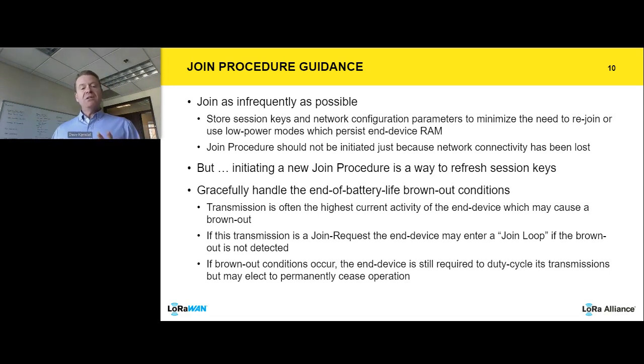The other thing to keep an eye out for is how the device handles its end of battery life condition. As that battery wears down, many of these devices use lithium chemistry batteries that have a very, very sharp drop off at the end of their life, and that sharp drop off is exacerbated by a high current activity. Transmission of a frame is usually the highest current activity that most of these end devices will ever do, and that can cause a brownout.